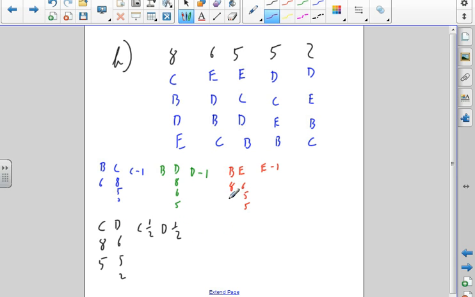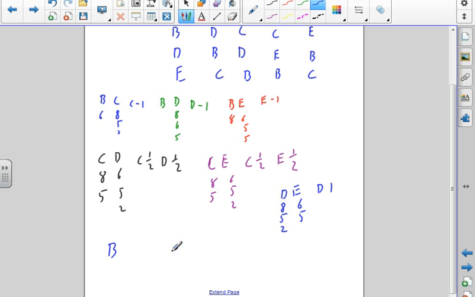We're going to look at C versus E. 8, 6, 5, 5, 2, we're tied again. C gets a half, E gets a half. And then we only have one more to do, and that's D versus E. 8 for D, 6 for E, 5 for E, 5 there, and 2 for D, so D gets 1 vote.